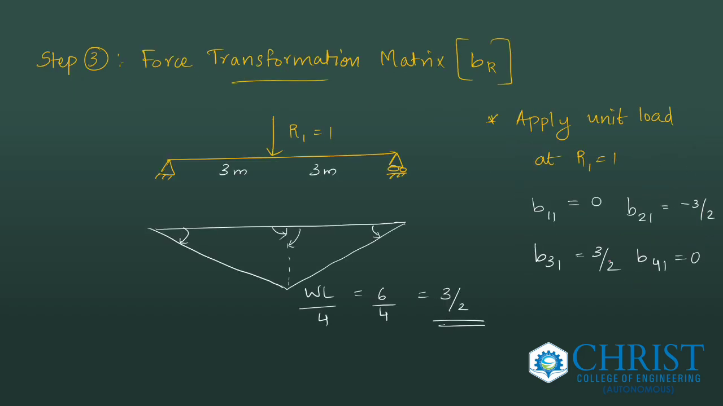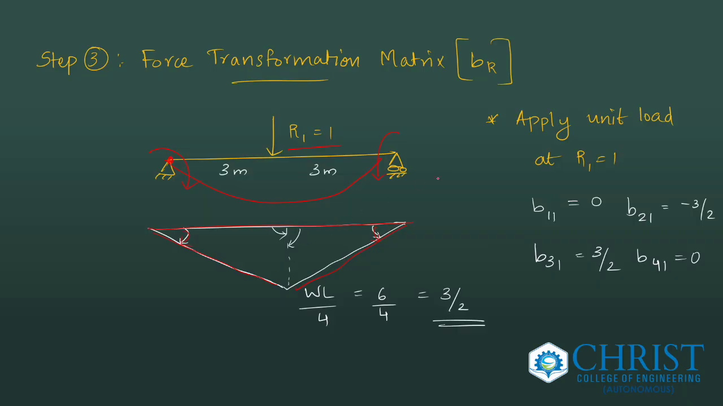Same procedure, same step. Next step is force transformation matrix. I apply R1 equal to 1. First apply R1, then find the BMD. BMD is WL by 4. This is downward. Here rotation is allowed. Hence what happens? Two moments like this are produced. Then only this will bend like this, right? So this is downwards. Hence from the baseline, I drew the bending moment diagram downwards. Only then I will get a clockwise moment here and an anti-clockwise moment there.